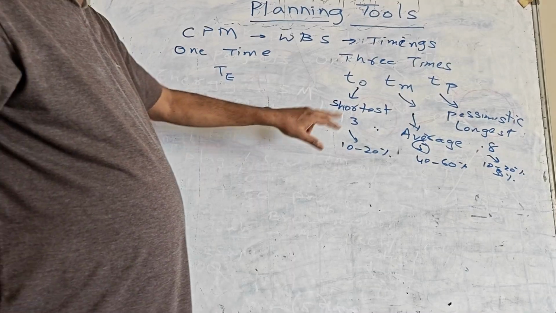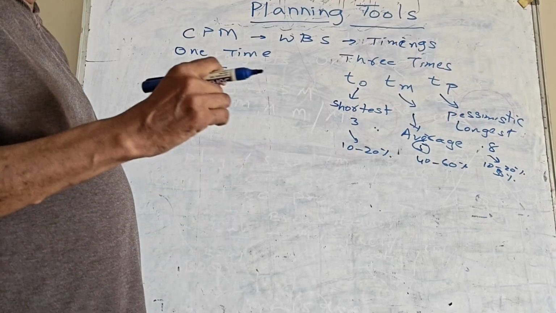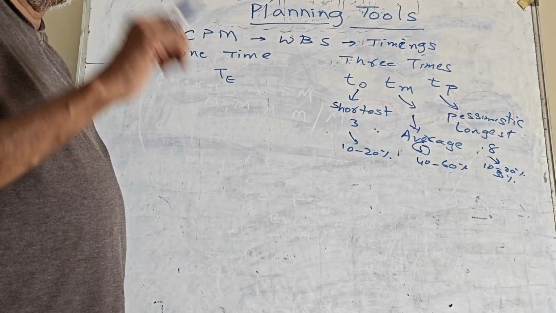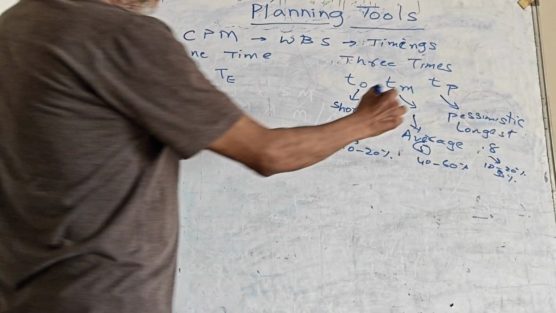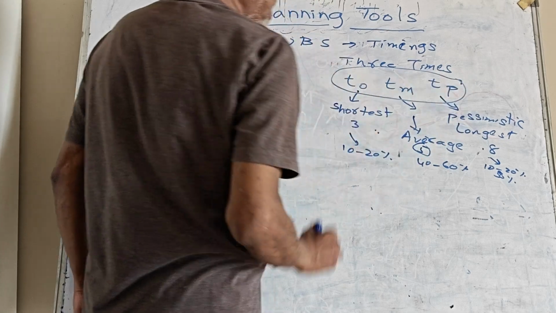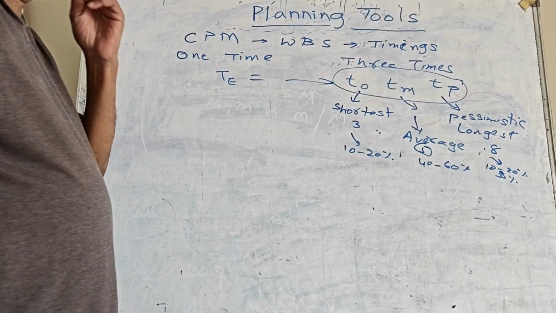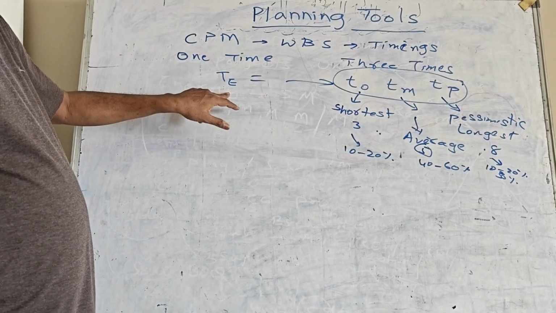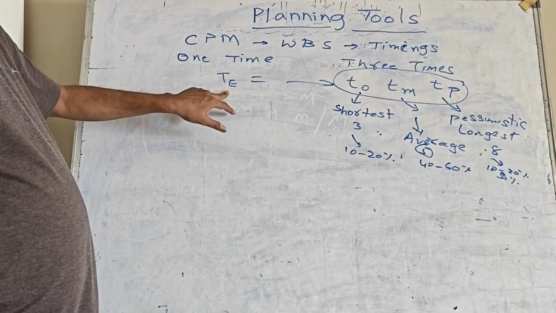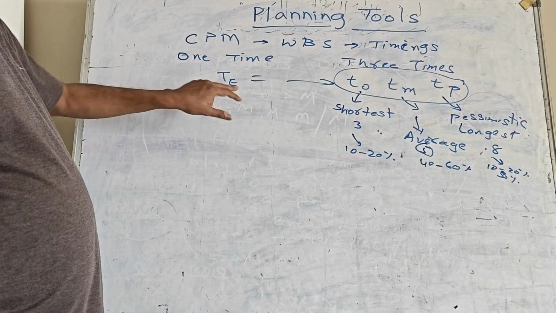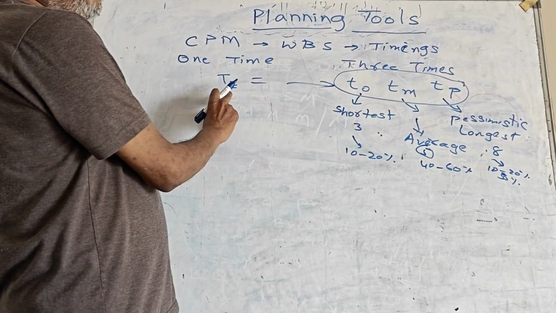So why am I telling this? Because later, with these 3 time estimates, probability is also associated. The probability of completion of a particular activity is what we have to calculate. When all these 3 timings are used in a formula, TE can be calculated using these 3. This TE is the expected time. So TE is called the most expected time. This is not most likely, this is expected, TE.